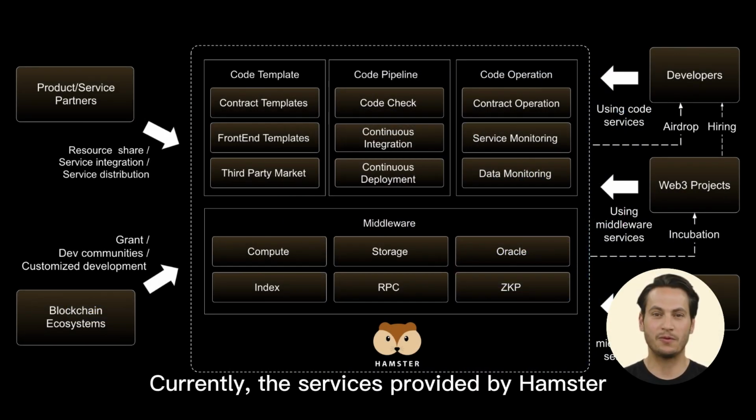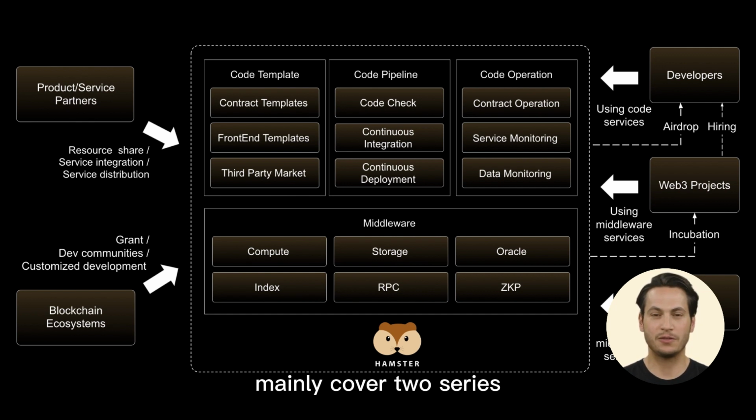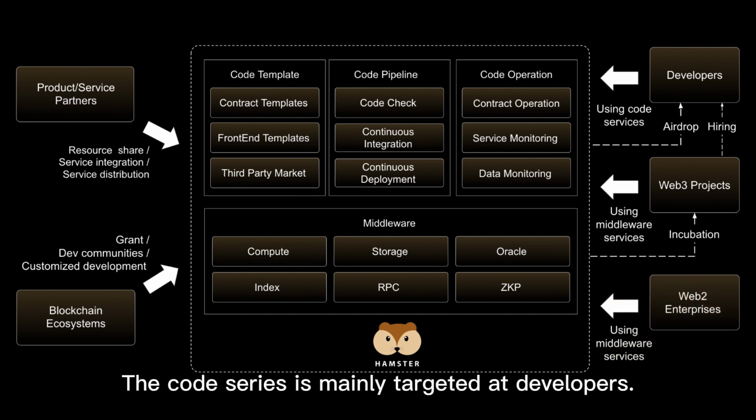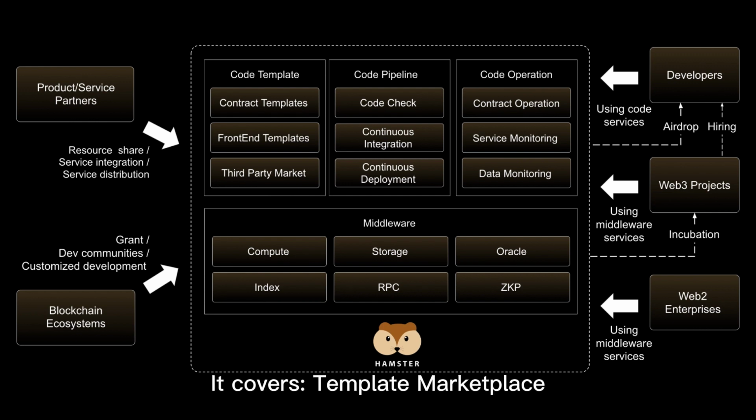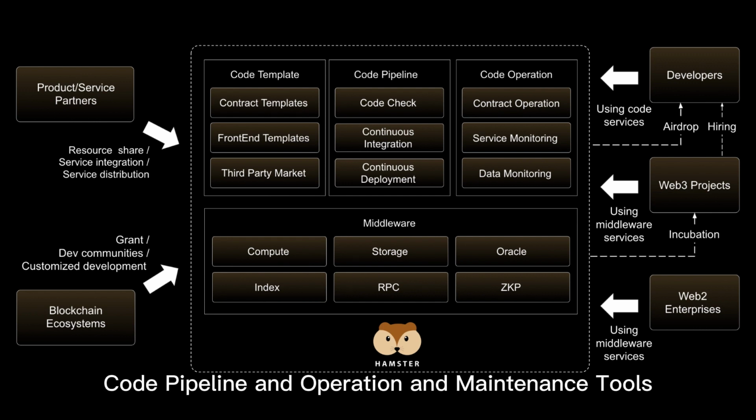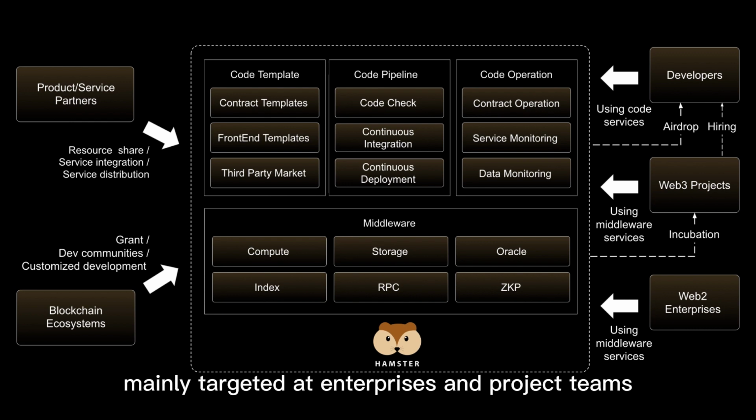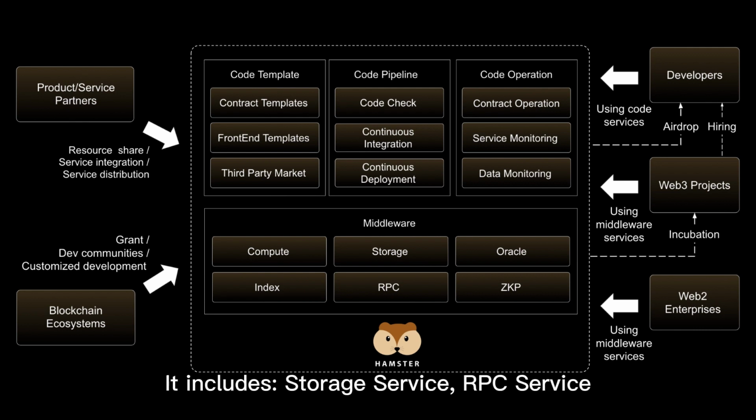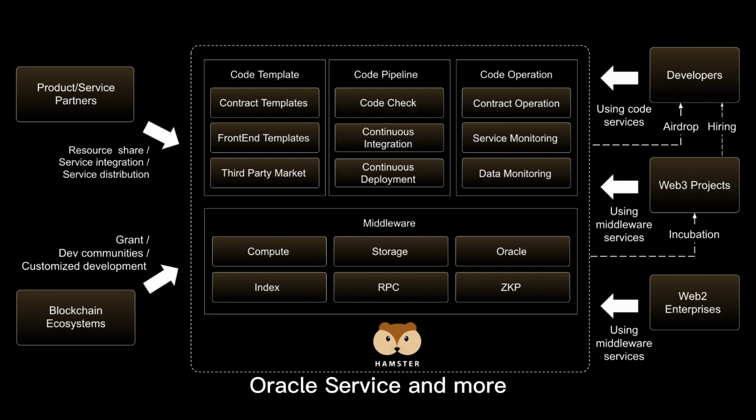Currently, the services provided by Hamster mainly cover two series: Code Series and Middleware. The Code Series is mainly targeted at developers. It covers Template Marketplace, Code Pipeline and Operation and Maintenance Tools. The middleware is mainly targeted at enterprises and project teams. It includes Storage Service, RPC Service, Oracle Service and more.